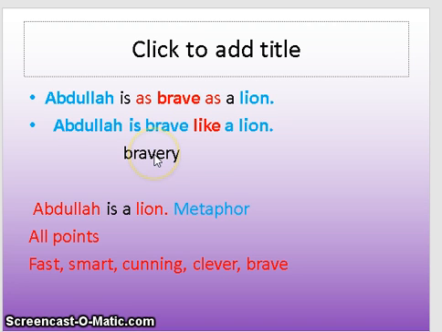So what point is being compared here? Bravery. But when I say Abdullah is a lion, what does it mean? That means Abdullah has all the qualities that a lion has. Is this simile? No, it's not simile because it's comparing two different things at all points. So this is metaphor. So that means the comparison is at all points. Abdullah is as fast as a lion, smart as a lion, cunning as a lion, clever as a lion, brave as a lion.